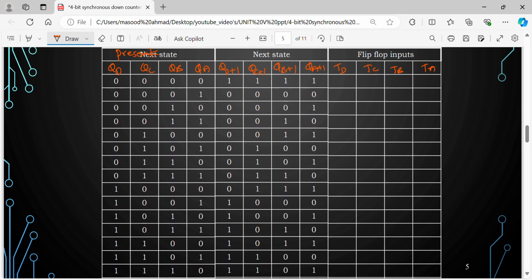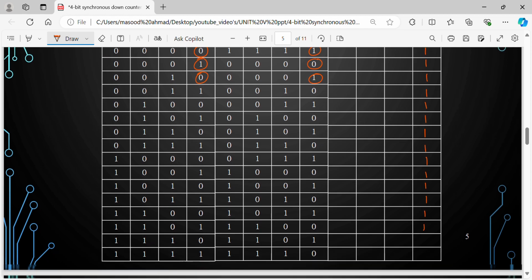Now when the input is 0, the output is 1, 1, 1. When it is 1, it will be 0. So 1 down. Next state is 1 less than the present state, because it is a down counter. So let us observe 0 1 1 0, 0 1 1 0. It continues for all the cases. So simply by observing, I can say that TA is always 1. So I am entering the values of TA. Once you enter the values of TA, look for TB and TC.